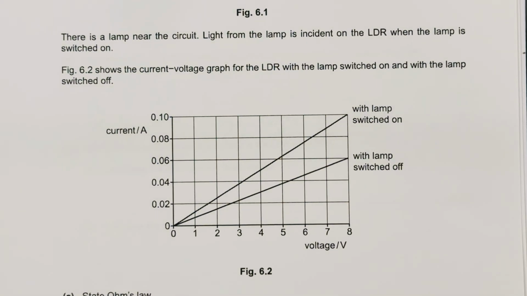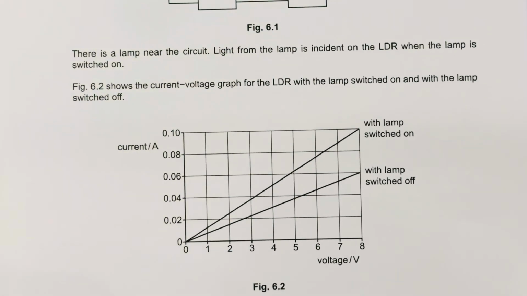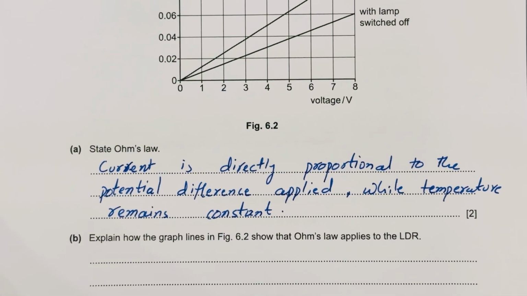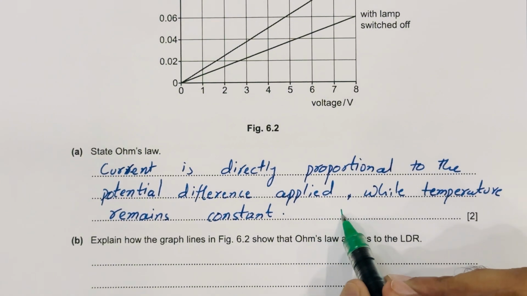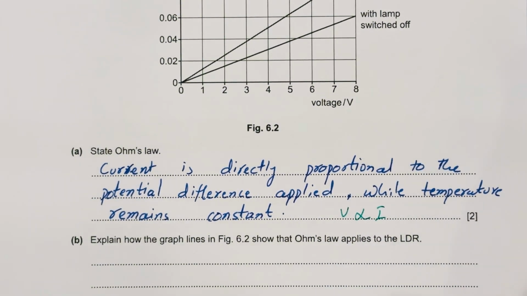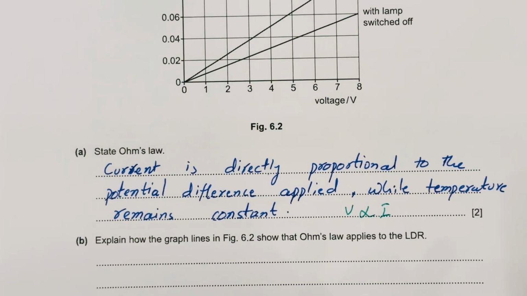Okay, next part is part A. State Ohm's law. Ohm's law is that current is directly proportional to the potential difference, provided that temperature and any other physical state remain constant. You can also write it as V equals IR.